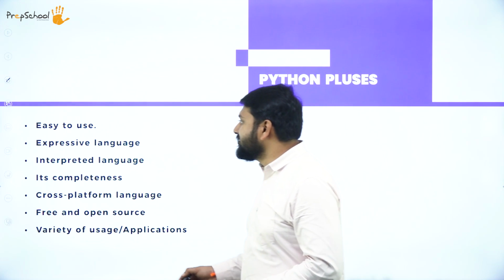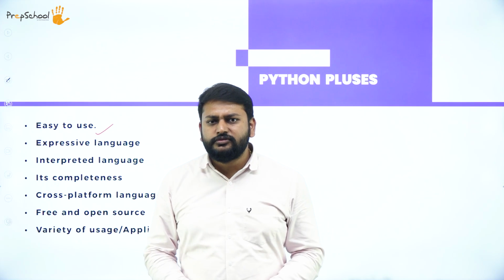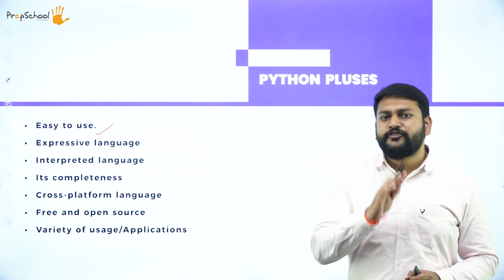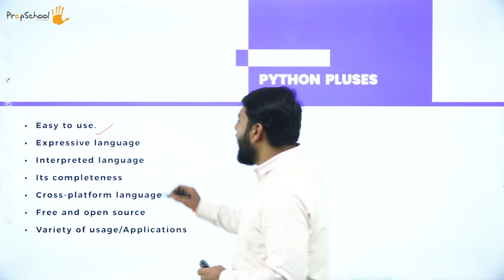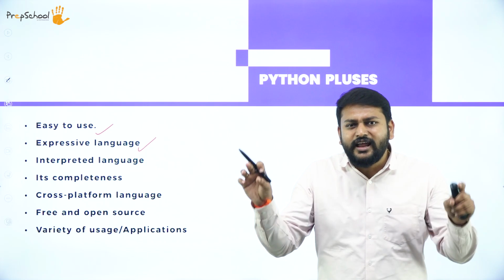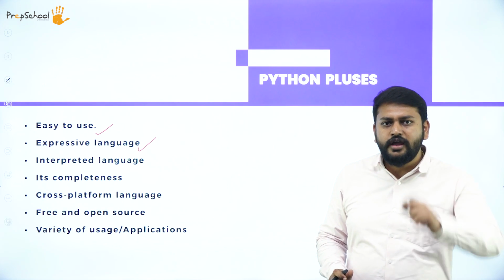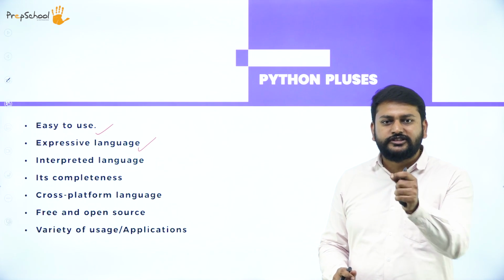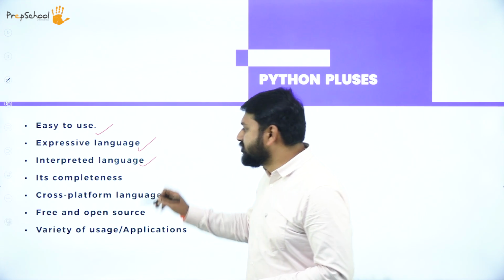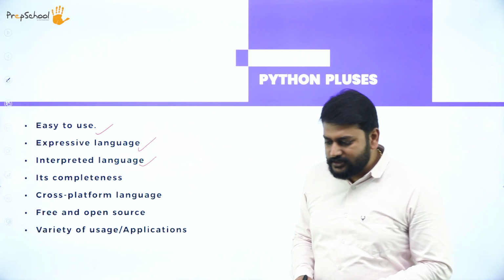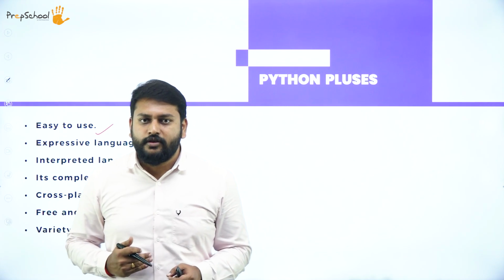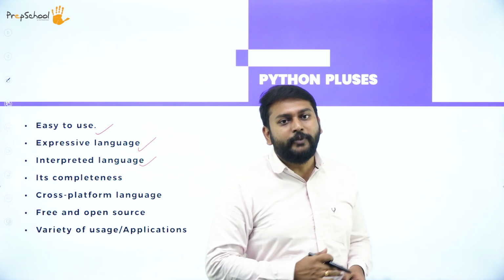The first one is easy to use. When I compare to any other programming languages, Python is very easy, very simple. The second one is expressive language. Sir, what is the meaning of expressive language? In one single line, you can perform many things. That's the advantage of using Python. It is also an interpreted language. When it comes to Python, it performs the compilation, and after that it interprets line by line. That's another advantage of using Python.